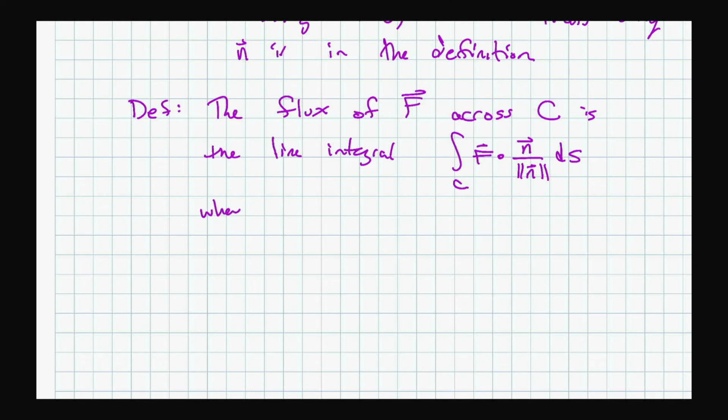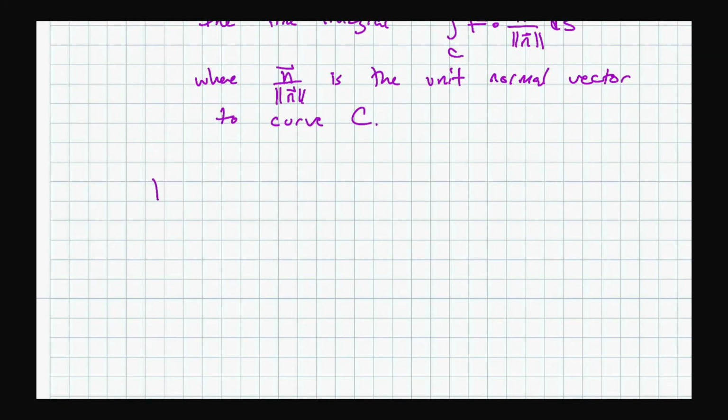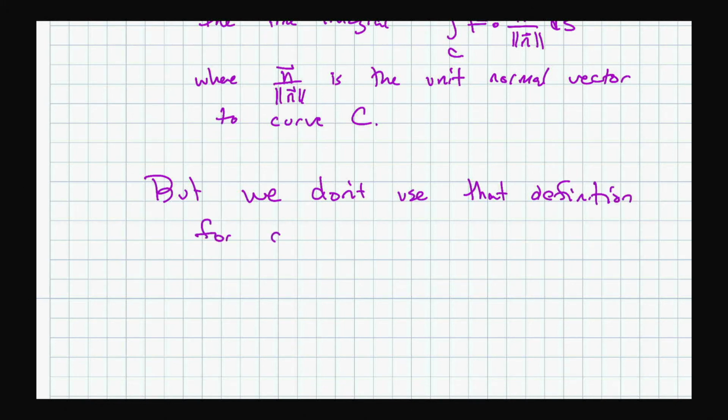where n over magnitude n is the unit normal vector to C. Okay, we don't use that definition for computation. Instead, we do this.